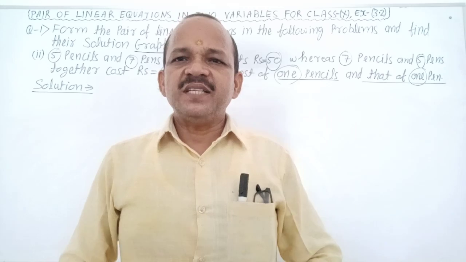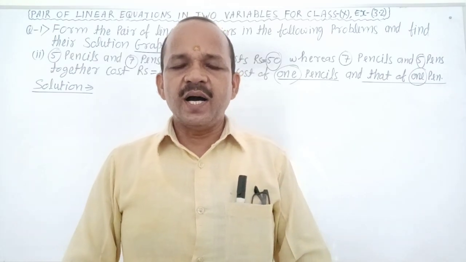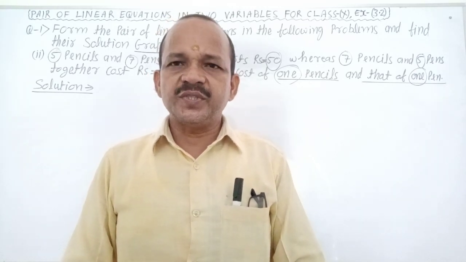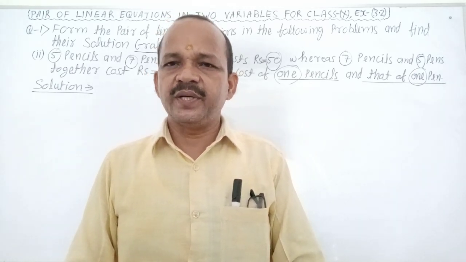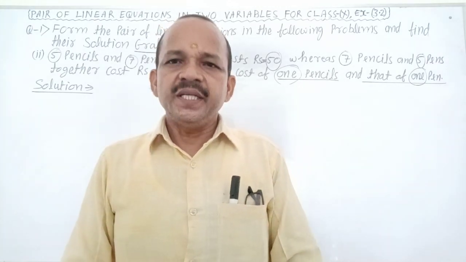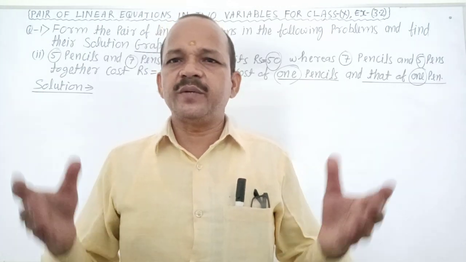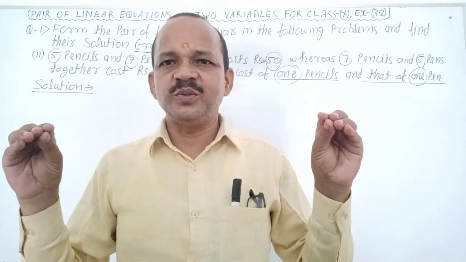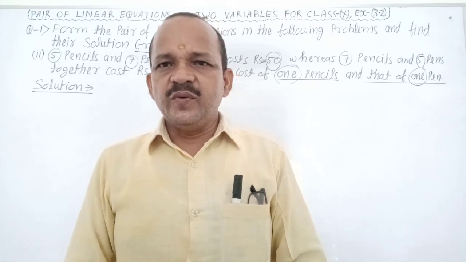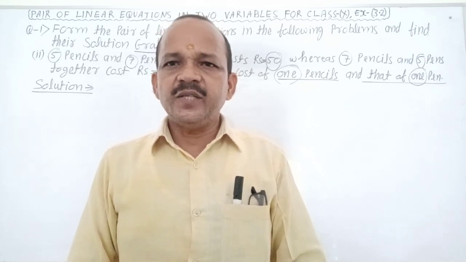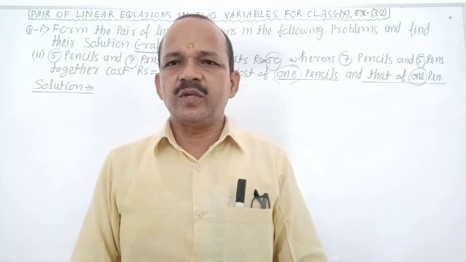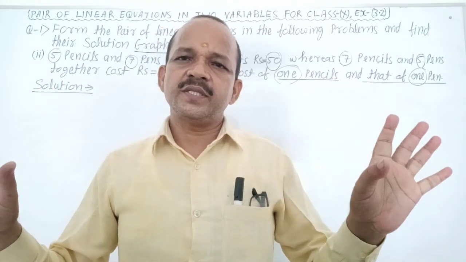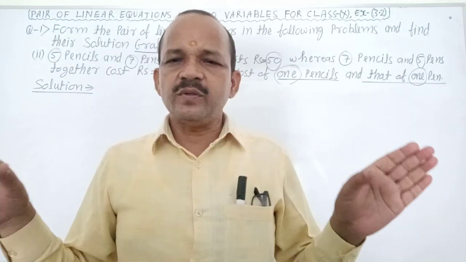Very good. Firstly I want to describe the form of a pair of linear equations in two variables, because you can ask me what is the form of a pair of linear equations in two variables. It is new for you, so you can ask very easily. Very good. a1x plus b1y plus c1 equal to 0, a2x plus b2y plus c2 equal to 0. It is the form of a pair of linear equations in two variables.